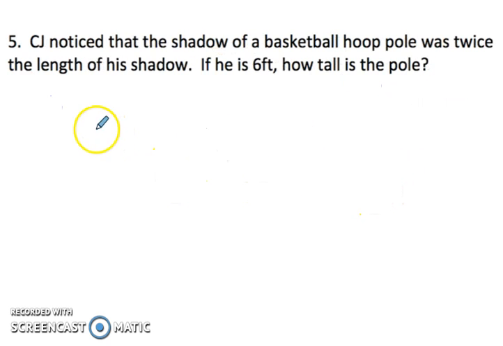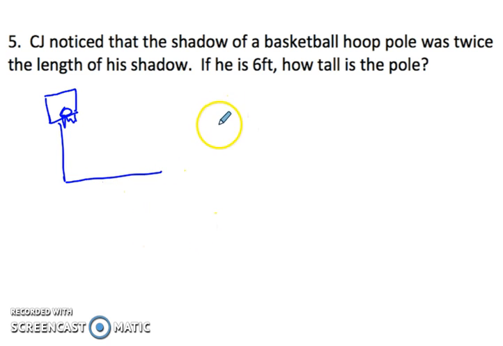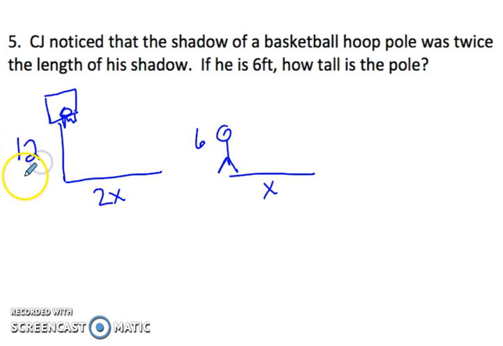Last one. This one was maybe a little bit harder. So he notices that you've got this basketball hoop, right? And he notices that the shadow is twice the length of his shadow. We don't know how long the shadow is, but we do know that CJ is 6 feet tall. We don't know his shadow. We know that this shadow is double, so I'm going to call that 2x. So here's the same principle as with the very first triangle that we did, where we have one side length double the other one. That means every side length is going to be double. So if I have a height of 6 for CJ, that means I'm going to have a height of 12 for my basketball hoop.